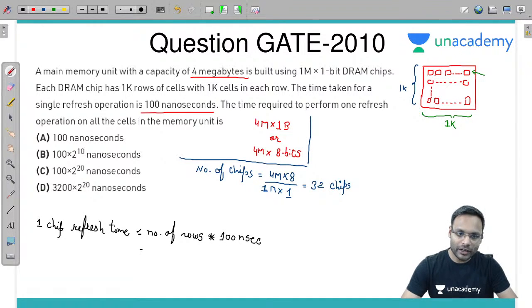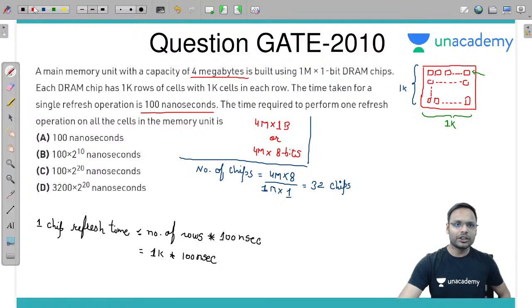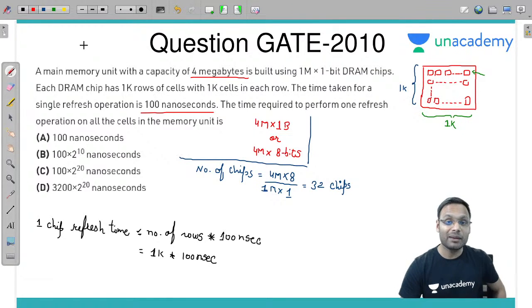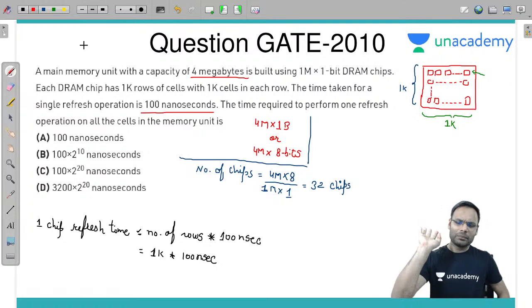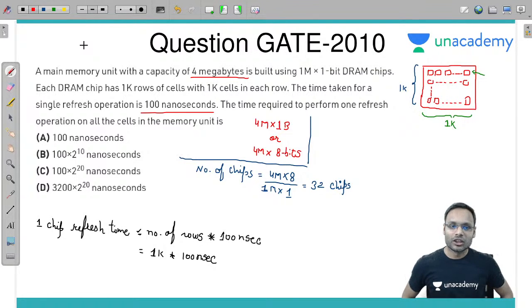This much. How many number of rows? 1k into 100 nanosecond. If one chip refresh time is this much, then 32 chips will take how much time to be refreshed? Same time. सेम एग्जैक्टली सेम टाइम उतना ही लगेगा. क्यों सर? 32 चिप्स को तो 32 इंटू ये लगना चाहिए ना.